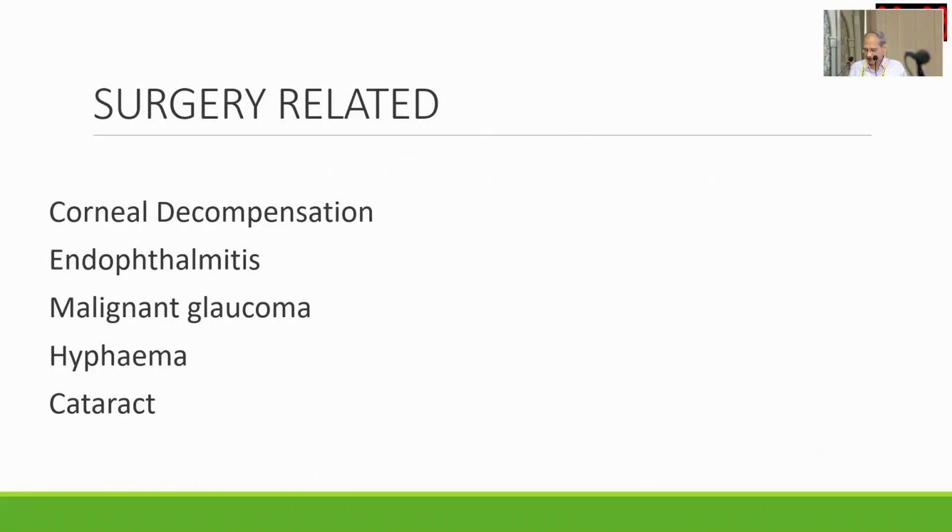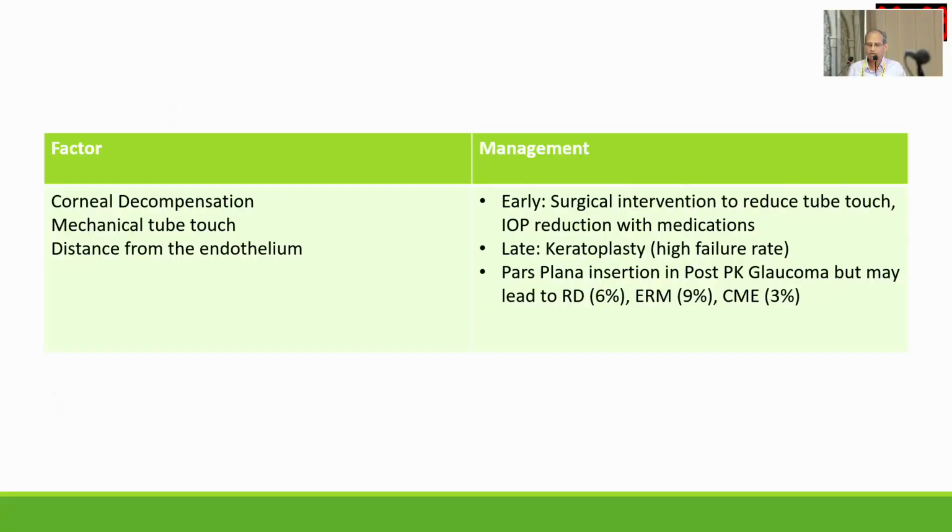Then surgery related complications can be corneal decompensation, endophthalmitis, malignant glaucoma, hyphema, and cataract. Corneal decompensation is a real issue. All eyes after implant show reduction in the endothelial cell count, and this is due to the closeness of the tube. Basically it's mechanical trauma due to eye rubbing, or during sleep some patients have habit of sleeping in prone position, then the tube can come into contact with endothelium, causing decompensation, requiring keratoplasty.